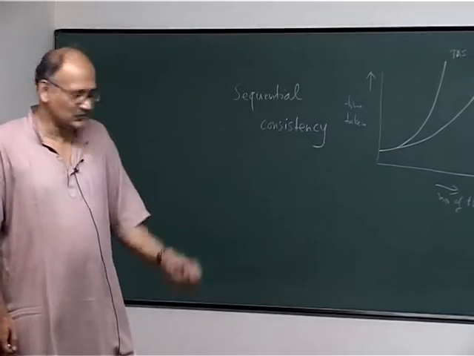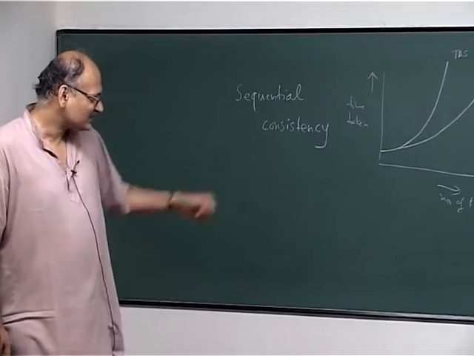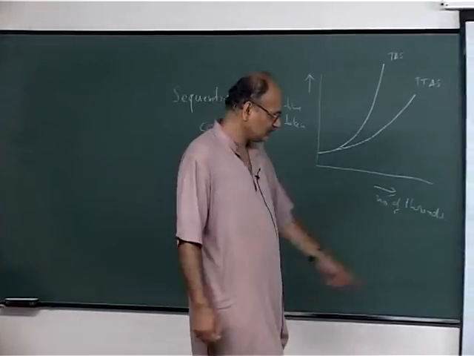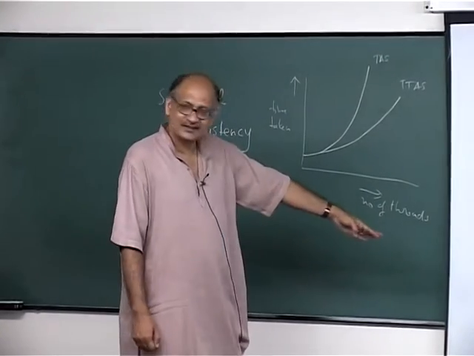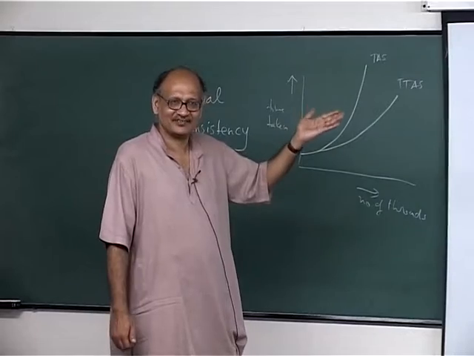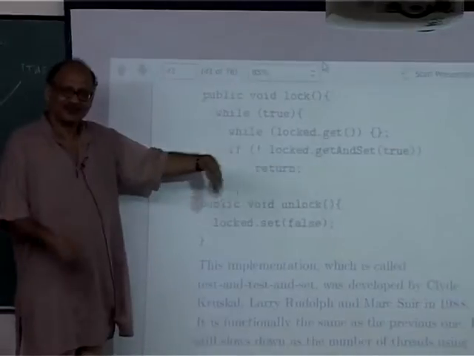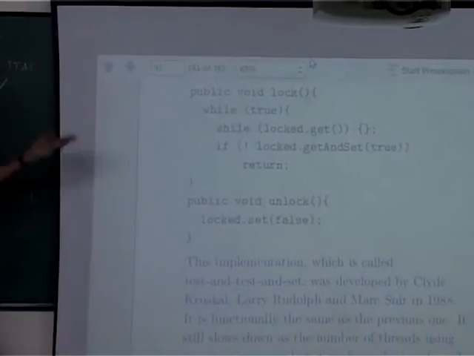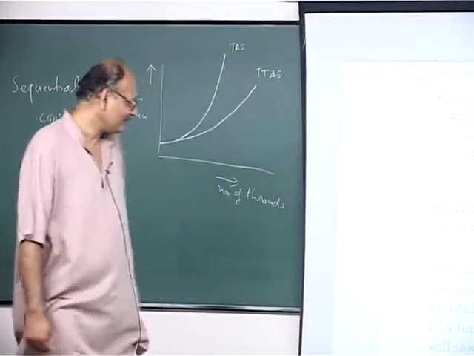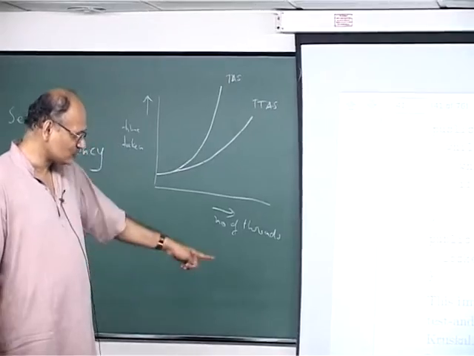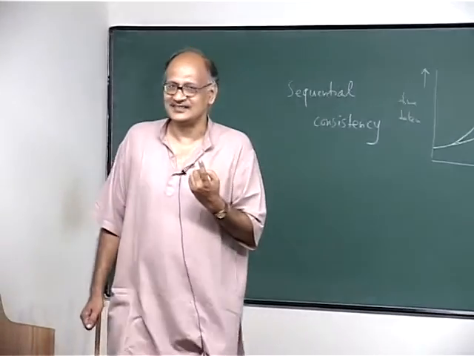So this implementation was suggested by 3 people, Clyde Kruskal, Larry Rudolph and Mark Snare. Functionally there is no difference between this and the previous implementation, because all you are doing is, once it is false, you are checking again to see that it's false, and of course since that may be violated, you put one more loop around that. That's all. But it still slows down as the number of threads using the class increases, but it performs better than the ordinary test and set.